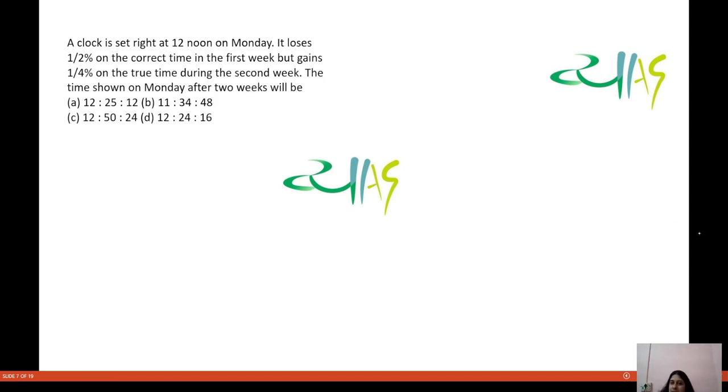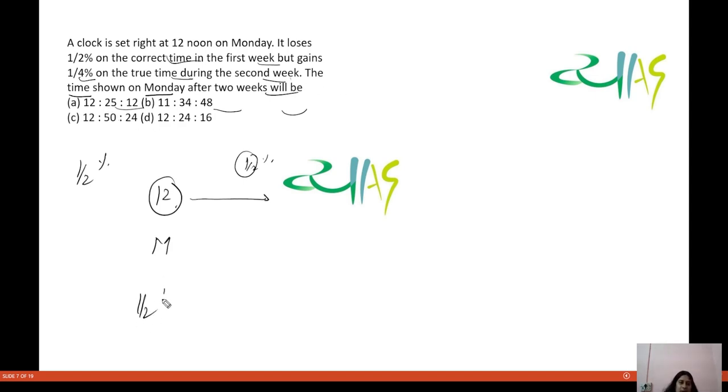Now look at this question. It is saying a clock is set right at 12 noon on Monday. It loses 1 by 2% on the correct time in the first week, but gains 1 by 4% on the true time during the second week. The time shown on Monday after 2 weeks will be. So Monday we are setting it as 12.